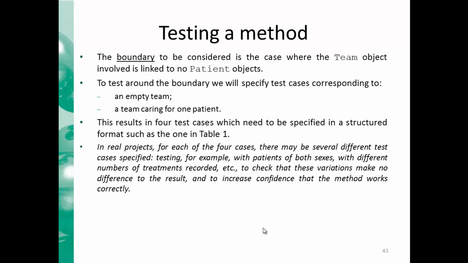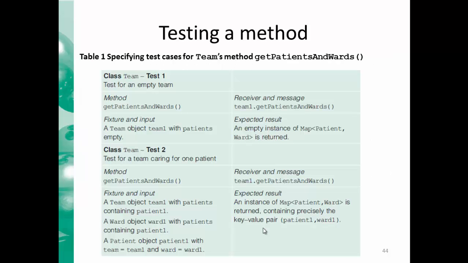Now, talking about the boundaries to consider, in the case where team objects are linked to no patients, you find a team and you find that that team doesn't care for any patient in the system. So the boundary tests cover the cases where we have an empty team and where we have a team caring for one patient, or possibly also a team caring for several patients. Now let's look at the test cases, and this is very important to handle and to master.